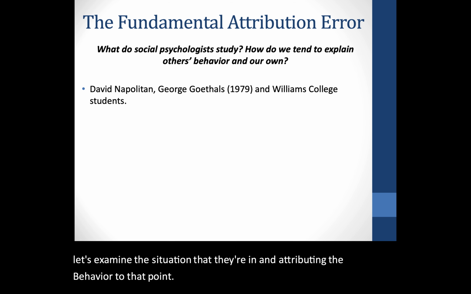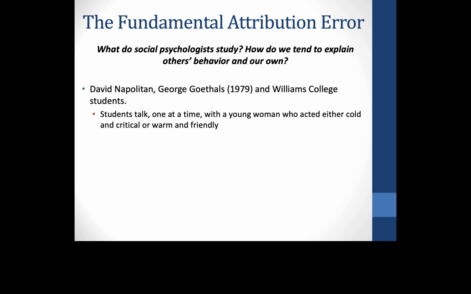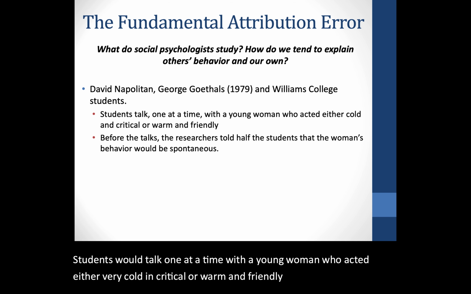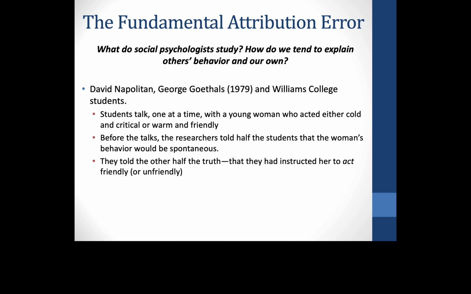So in one study, 1979, at Williams College, a bunch of students did an experiment where students would talk one at a time with a young woman who acted either very cold and critical or warm and friendly. Before the talks, researchers told half of the students that the woman's behavior would be spontaneous. So they lied to them, saying that the woman would act however she wanted to. The other half, they told the truth. They said, well, no, she's going to act a certain way. We're going to tell her to be friendly or we're going to tell her to be unfriendly, and that's how it's going to be. Right? Straight up just telling them, right, and hiding nothing from the participants.